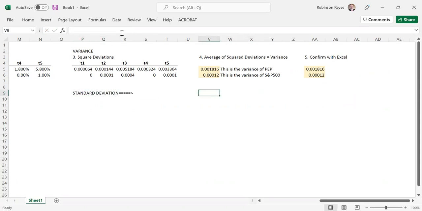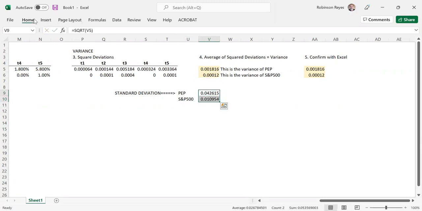Okay, let's go right here. As a matter of fact, let me move this a little bit to the right. Standard deviation is just the square root of the variance, right? So we just need to get the square root of the variance. This is Pepsi and S&P 500. Remember, these are not actual returns, but random returns. We're just using Pepsi and S&P 500 to illustrate this better.